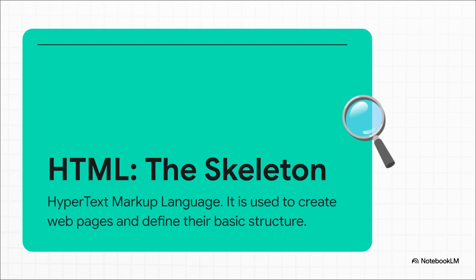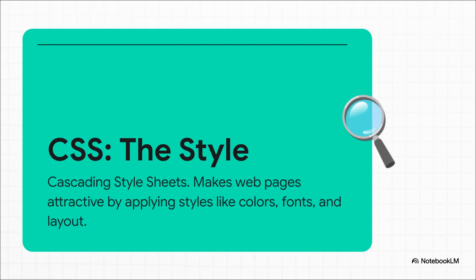It's the language that tells the browser, hey, this chunk of text is a heading, or this part is a paragraph, or this should be a link. But a skeleton by itself is pretty boring. To give it some style, the clothes, the colors, the design, we need CSS, which stands for Cascading Style Sheets. CSS is what makes a web page look good. It controls all the visual stuff, like the colors, the fonts, and the layout of all that HTML content.